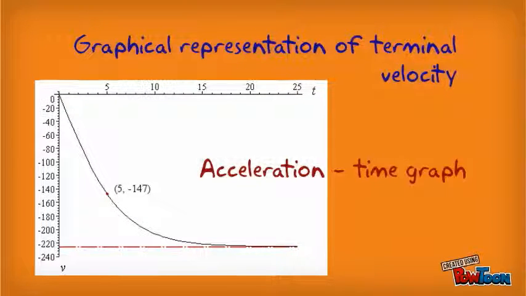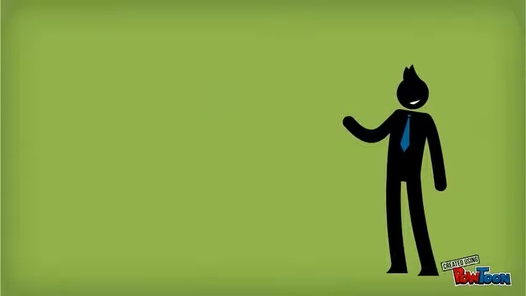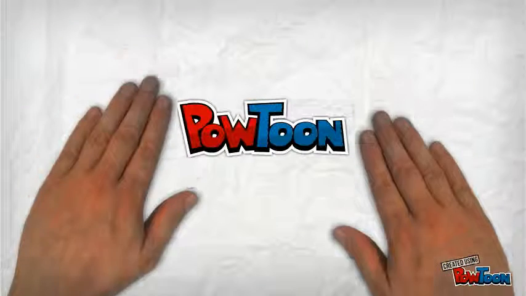And if we want to represent terminal velocity on a graph and look at the acceleration, this is what it looks like, with the acceleration decreasing as time increases. And that concludes this section of mechanics.